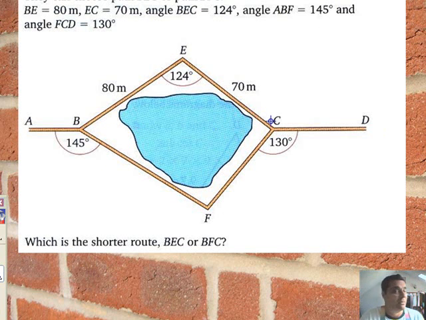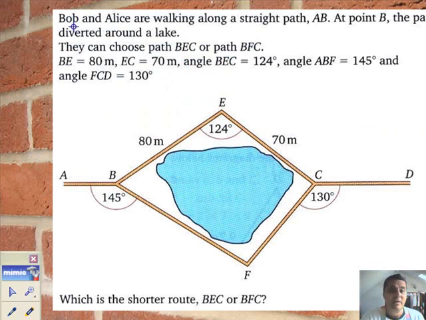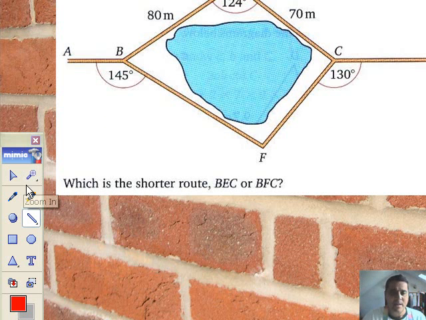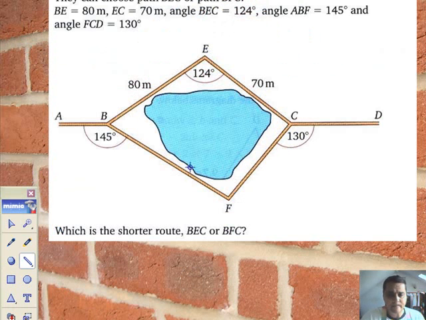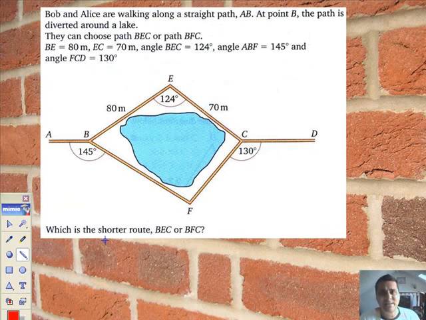Or we can just swim across. I don't think that's an option. They choose path B, E, C, or path B, F, C. And then we're told all these lengths and angles, and that's been fully done for us and labelled, so we're happy with that. And the question is this: which is the shorter route, BEC or BFC? Sounds ever so easy, doesn't it? Well, it is. It's just very, very, very long.